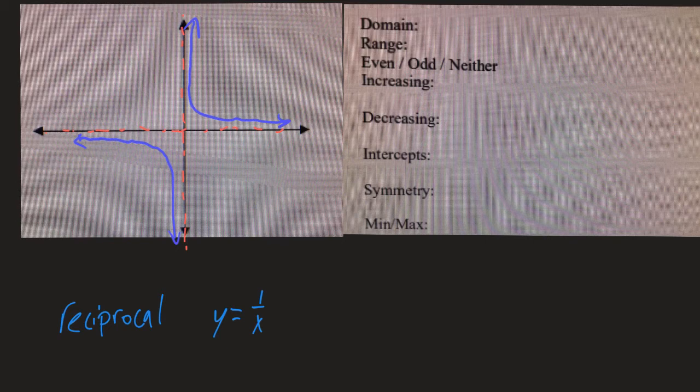All right, so let's take a second, see what we can fill in here. This function is going to be a little different than the ones we've seen so far.